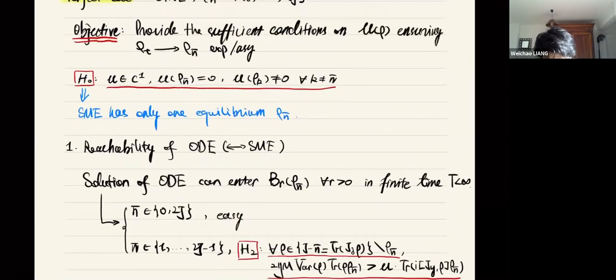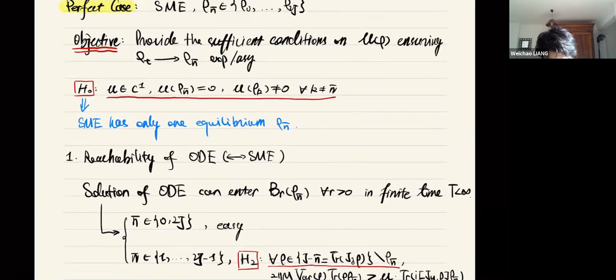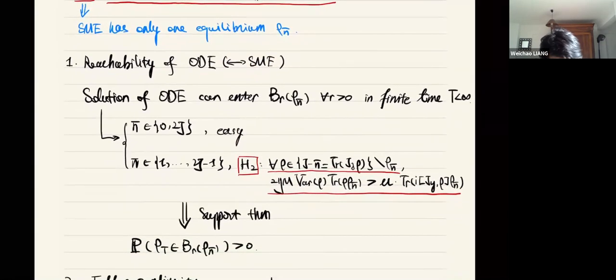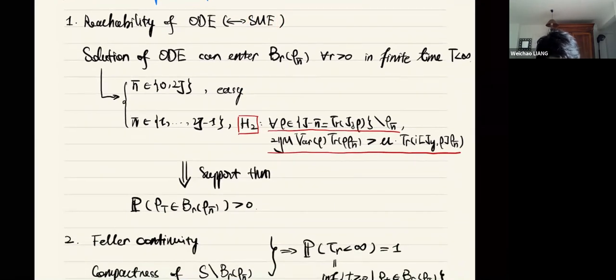And in order to realize our objective, the strategy consists of 4 steps. The first one, I call the reachability of the corresponding ordinary differential equation, which can be obtained by some calculation from the stochastic master equation. This means we want to show that the solution of the ordinary differential equation can enter any arbitrary neighborhood of the target state in finite time.